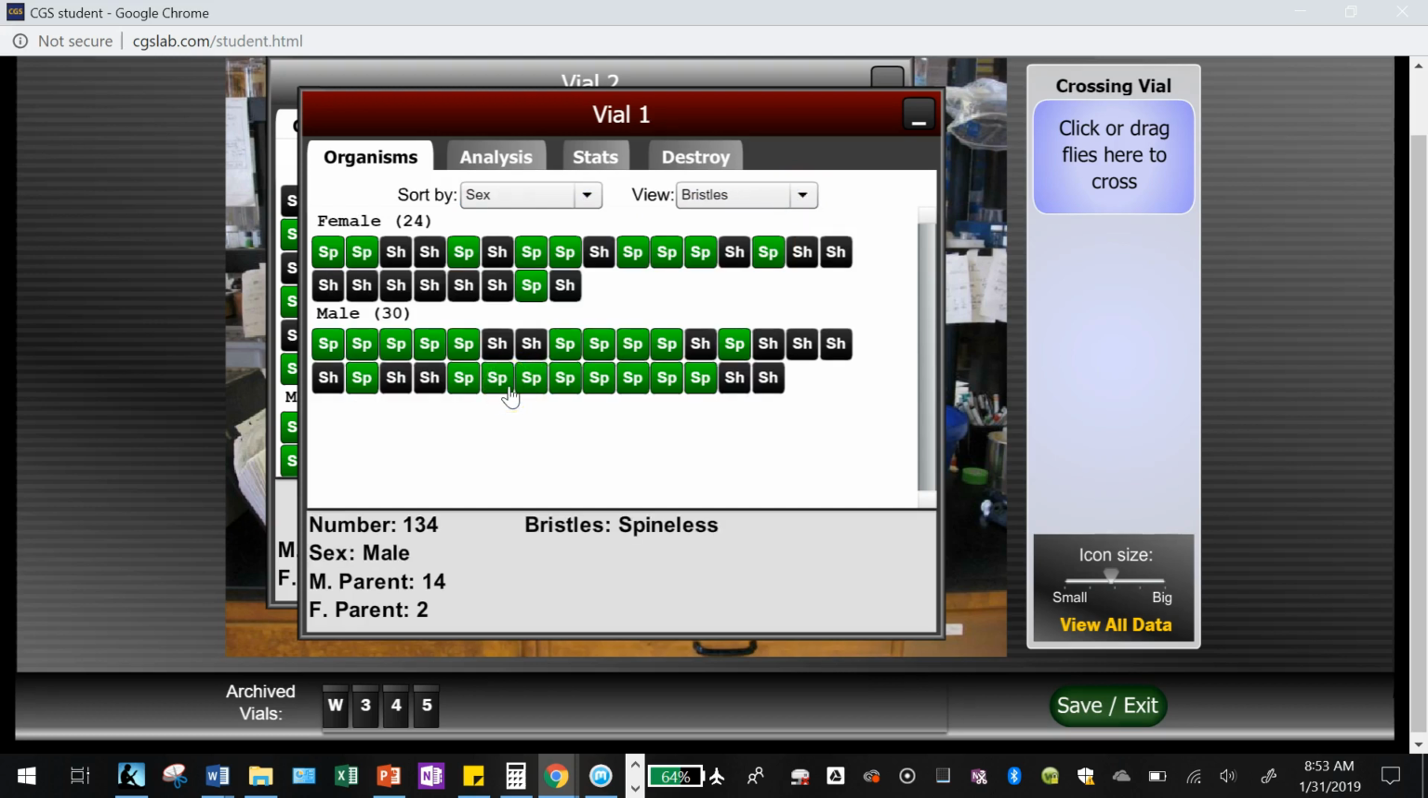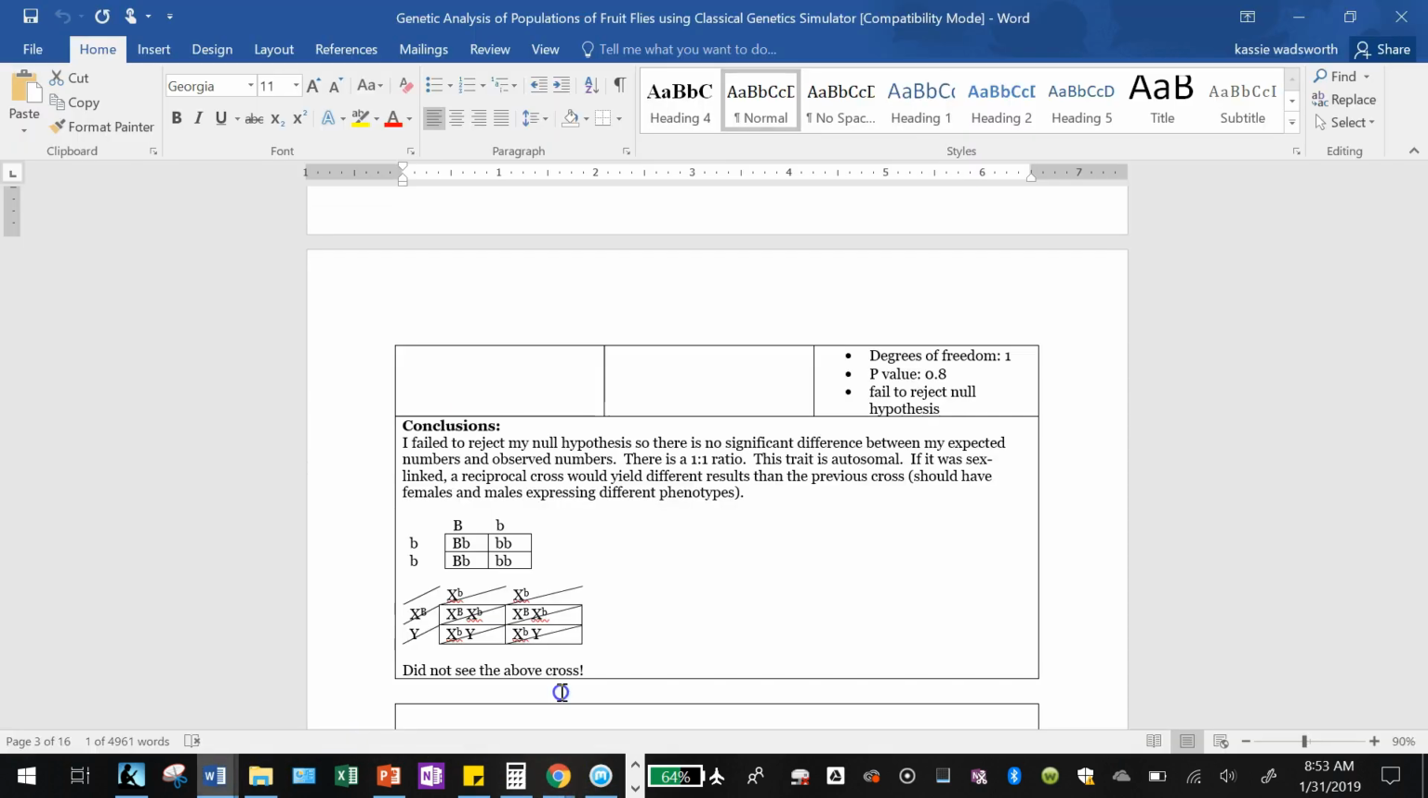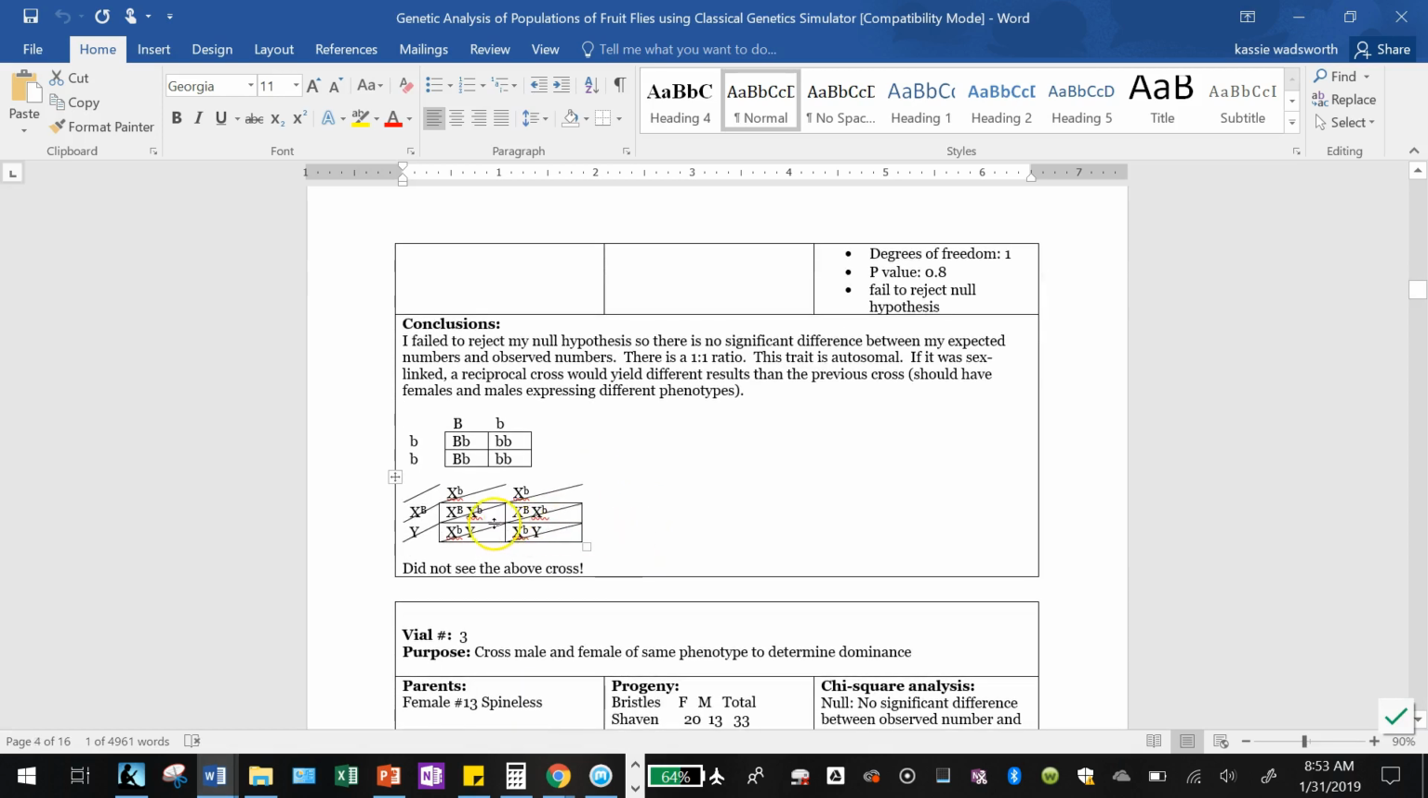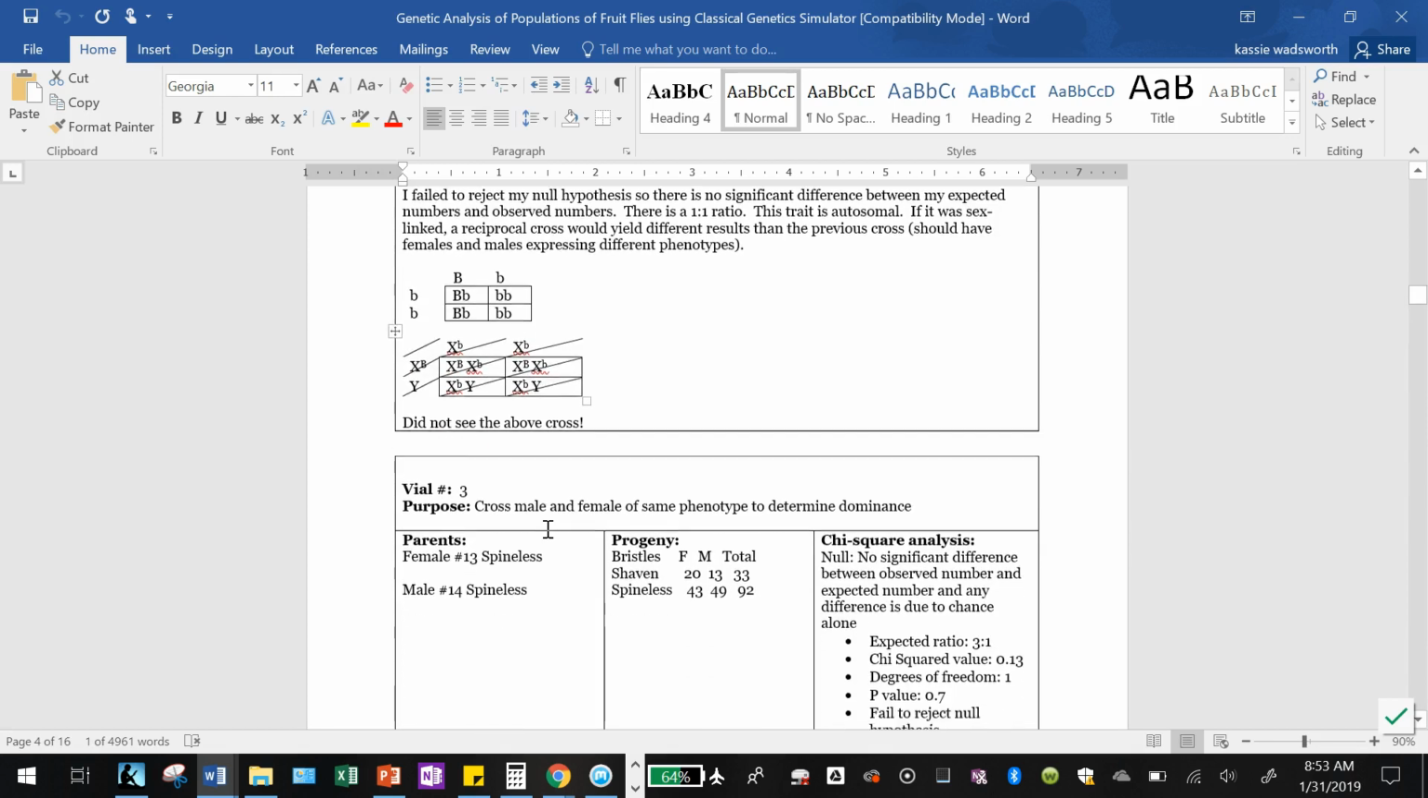But I'm not seeing that the males are expressing one trait only, which I would expect to see if this was sex-linked in one of those crosses. I should have seen males expressing only the reciprocal trait. And I actually didn't see that, so I can rule out sex-linked inheritance, and this must be autosomal. I still don't know what's dominant though.